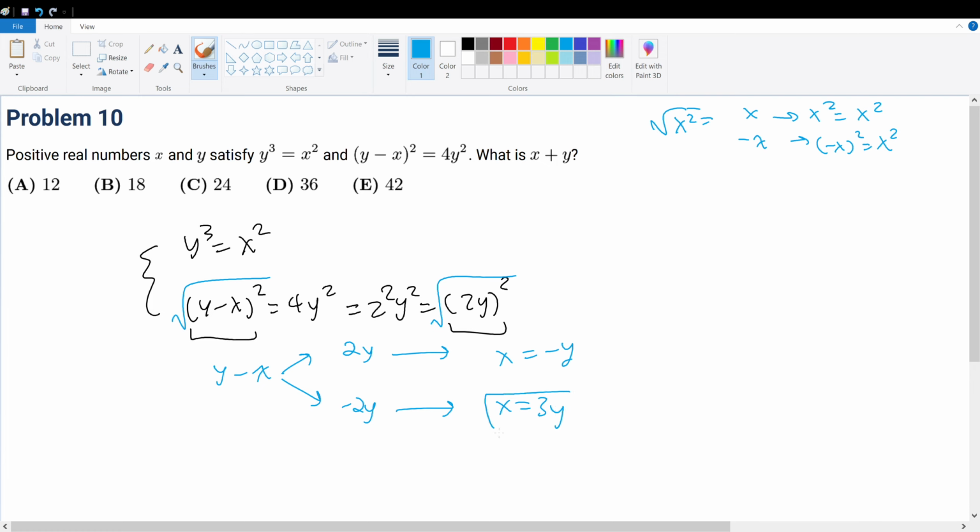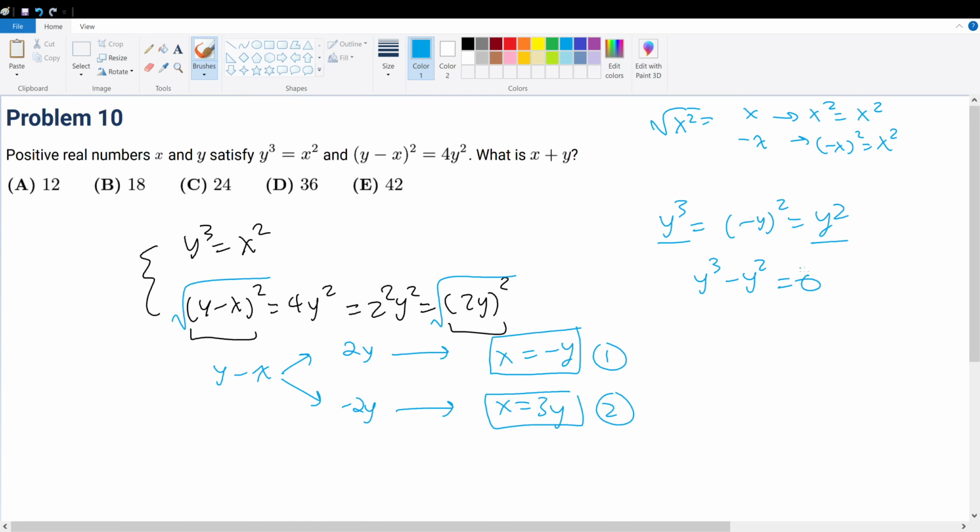So therefore, we have a substitution example. Let's just substitute each one. I'll call that case 1, case 2, and see what solutions of x and y we can get. Let's suppose that we use case 1, where x is negative y. Therefore, y to the third is equal to negative y squared, which is the same thing as y squared. So if y to the third is equal to y squared, then y to the third minus y squared is equal to 0. But wait a minute. We know that positive real numbers, sorry about that, x equal to negative y, that's negative. We can't have a negative number within our solutions. So case 1 is actually out.